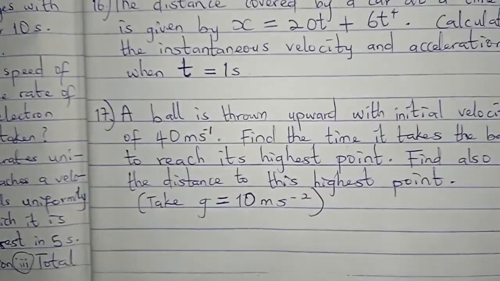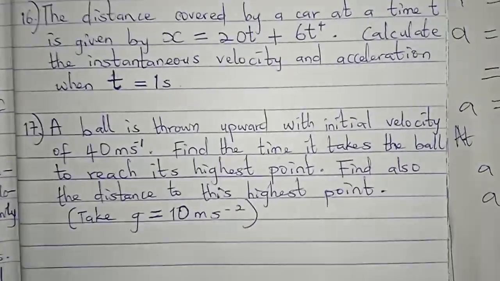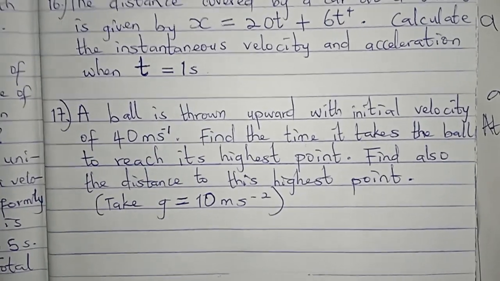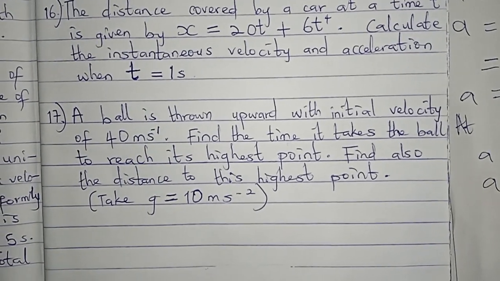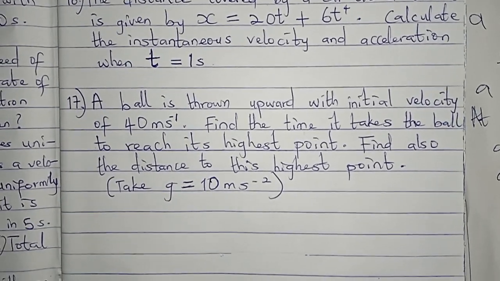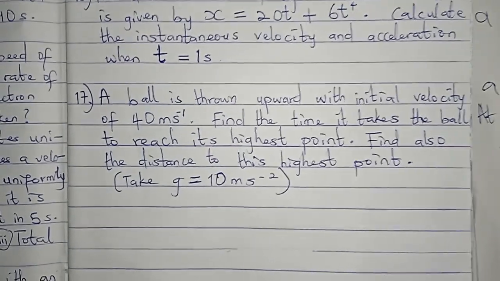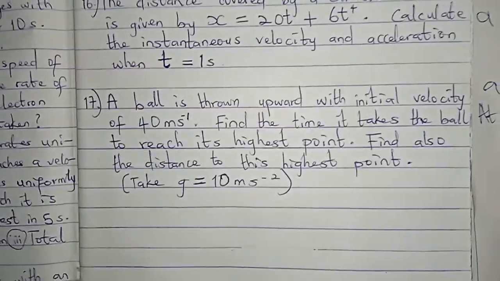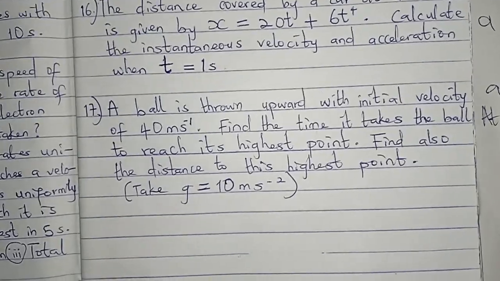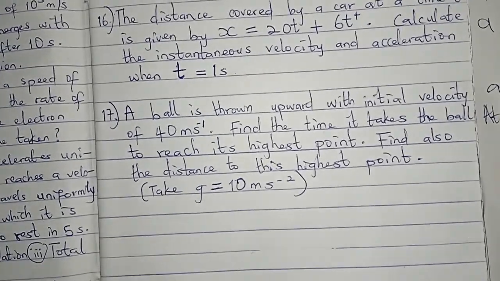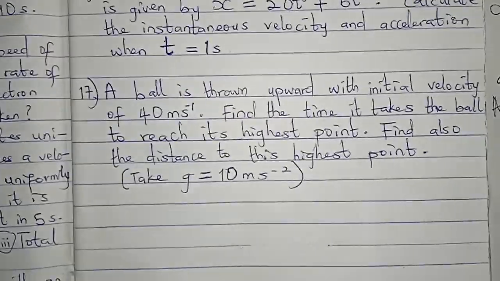So let's move to the last one, number 17. A ball is thrown upward with an initial velocity of 40 meters per second. Find the time it takes the ball to reach its highest point. Find also the distance to this highest point.